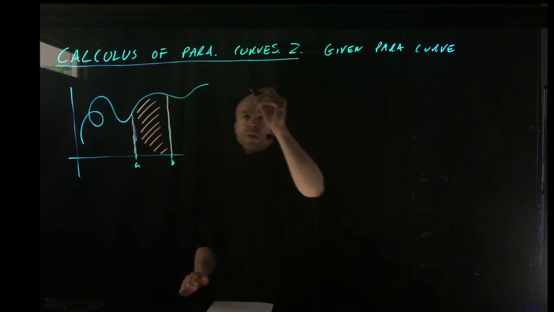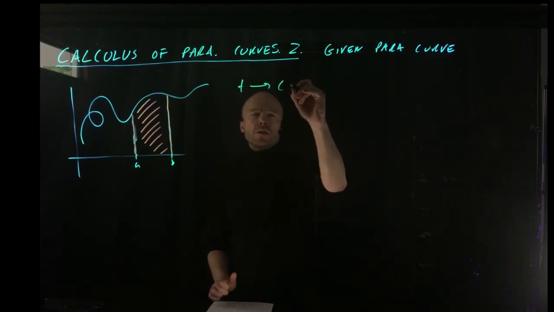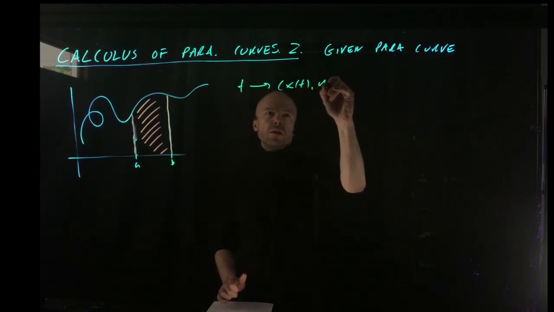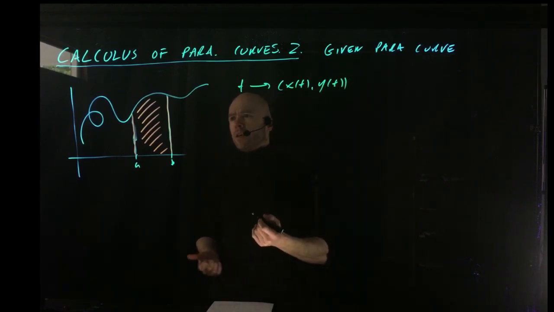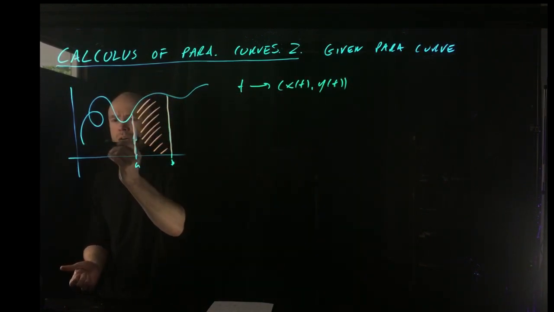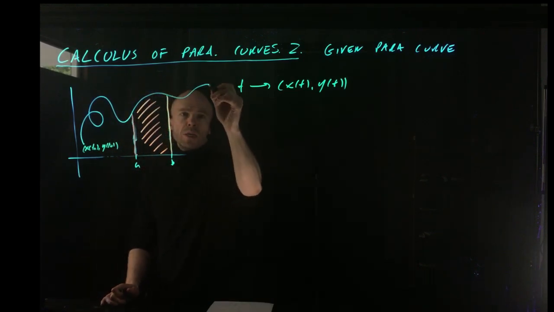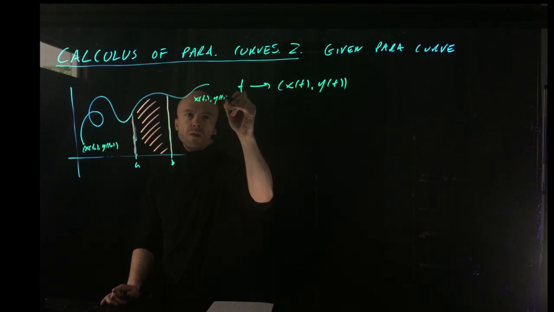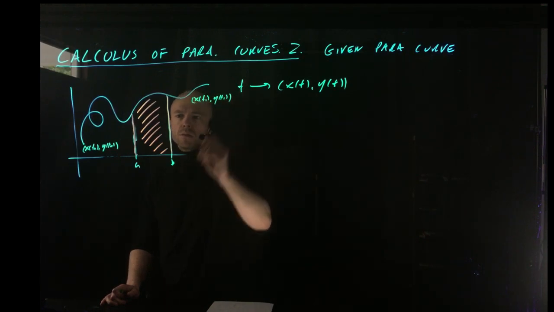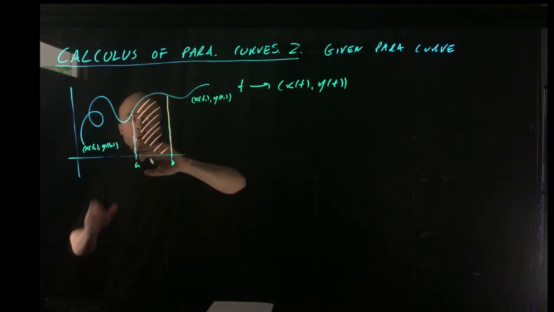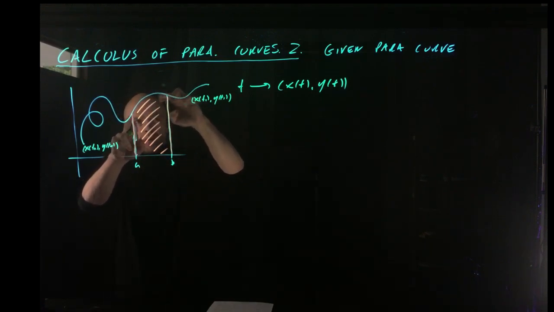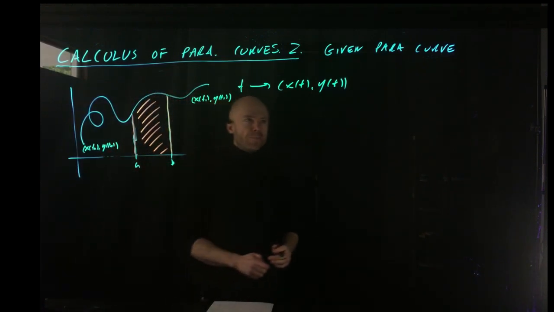Right? So recall, parametric curve, it's t goes into x of t, y of t, and this could be where we start. Let's say this is x of t0, y of t0, and this could be where we end, x of t1, y of t1, okay? And over some range of t, we're actually doing this part of the curve, and we'd like to know the area underneath it, right?